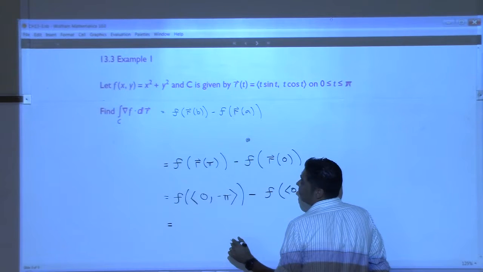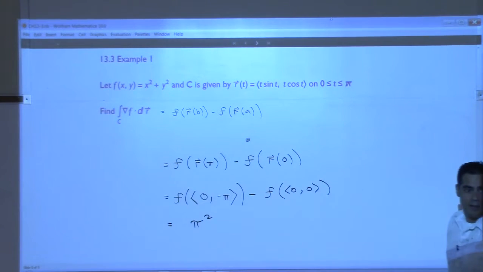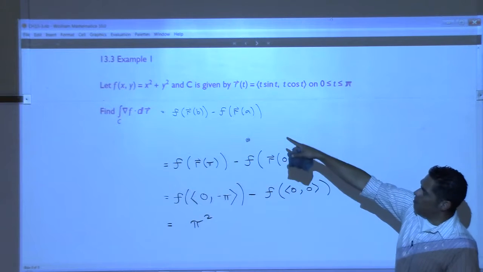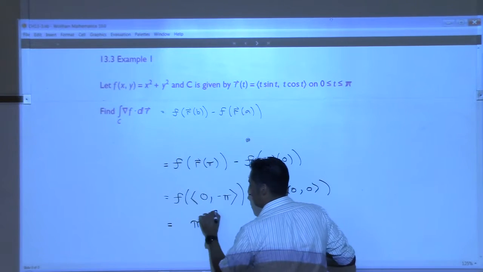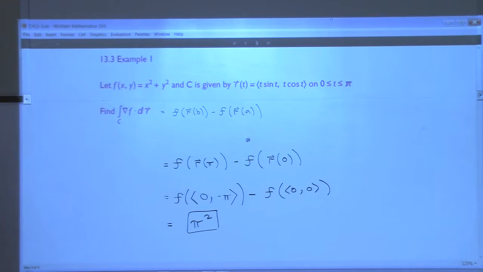I'm not thinking right now. What happens? Pi squared, right? That's what happens when you plug that into f. You get 0 squared plus pi squared, negative pi squared. And then minus, when you plug 0 and 0 into that, you just get 0. So your answer is pi squared. All right?